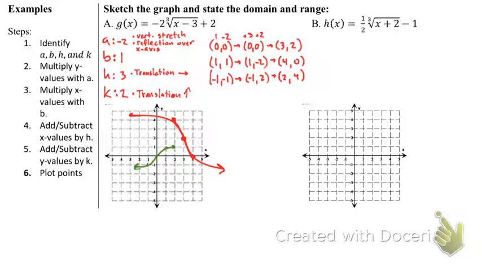All right, let's go ahead and do example B. Let's do the same process. Our A, B, H, K. Okay, so my A value in this case is going to be 1/2. My B value will be 1. It's a reciprocal of this number inside. My H value is going to be -2. Flip the sign. And my K value will be -1.